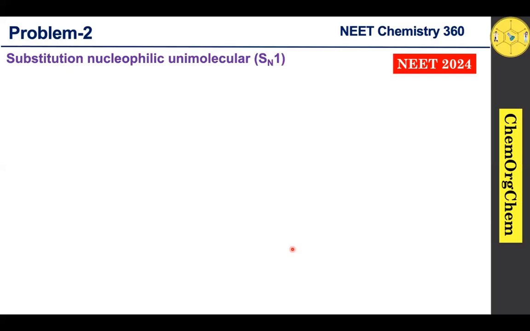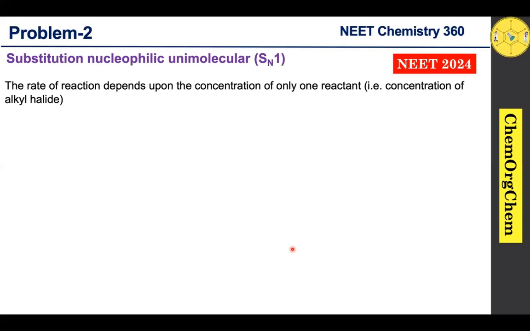SN1 stands for substitution nucleophilic unimolecular. The SN1 reaction is a type of substitution reaction where a nucleophile, something that loves a positive charge species, replaces a leaving group like a halide ion such as Cl minus or Br minus on a carbon atom. This reaction is a two-step reaction. The rate of reaction depends on the concentration of only one reactant, that is the concentration of alkyl halide here.